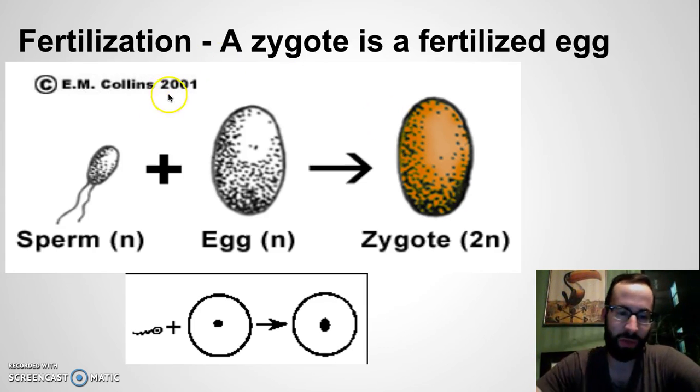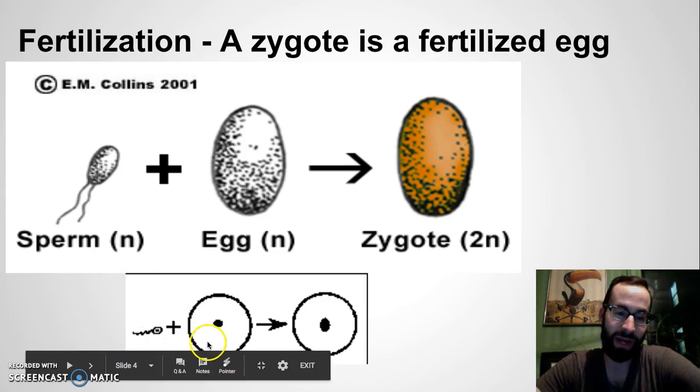Sometimes this is represented as an N and a 2N. N being 23, and 2 times N, or 2 times 23, is 46. And you may see it represented like this, right? The sperm is actually much smaller than the egg. And when they join together, we get a zygote.